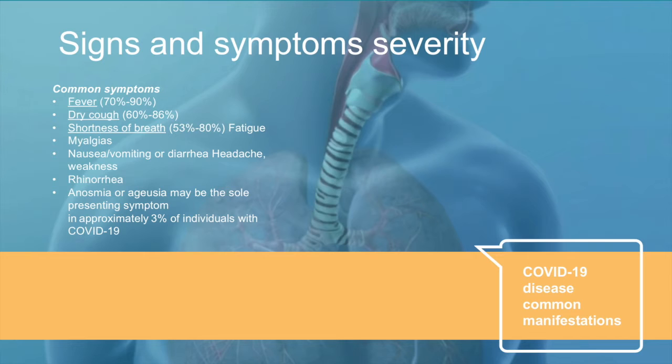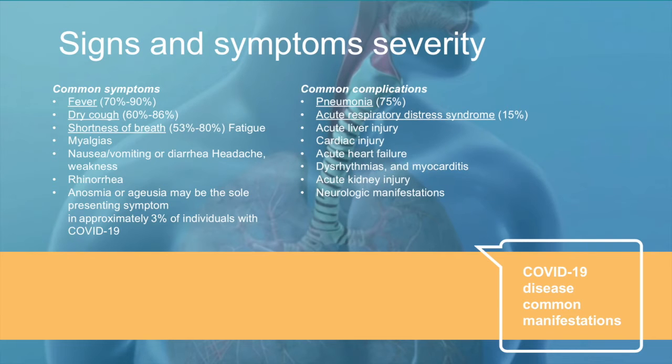The most common signs and symptoms encountered with the COVID-19 disease would be fever, dry cough, and shortness of breath, while the most common complications include pneumonia and acute respiratory distress syndrome.